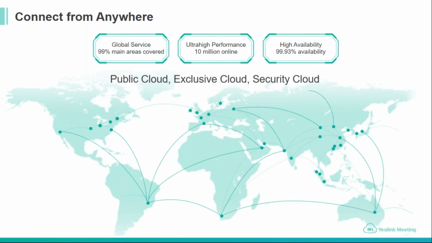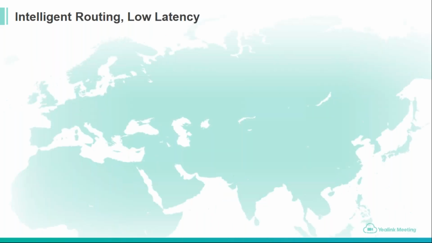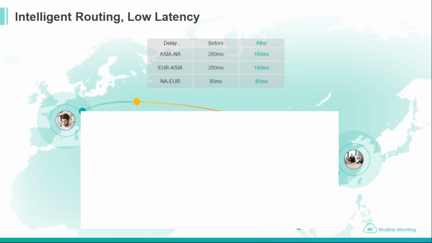Yealink Meeting provides connections globally. There are 5 main data centers and 22 RTN nodes to ensure stability and quality. RTN nodes are strategically deployed across a huge number of locations. 99% of main areas are fully covered and customers can access the service from anywhere. Also, with the advanced distributed architecture, Yealink Meeting provides 99.93% high availability. And we are using intelligent routing technology to reduce latency.